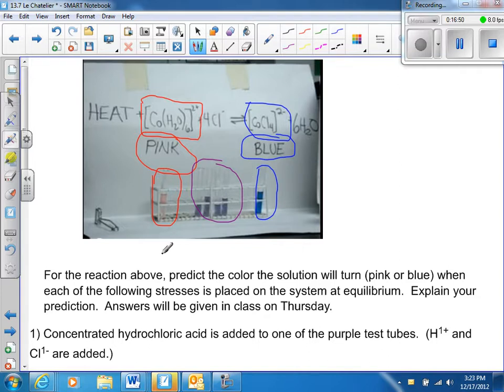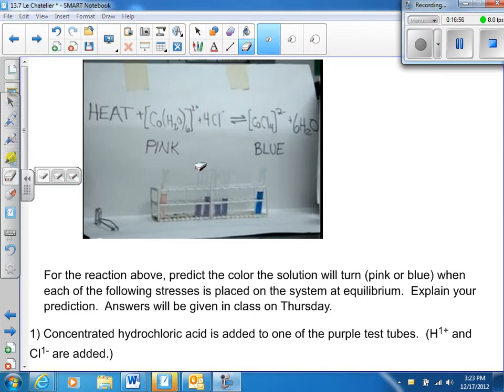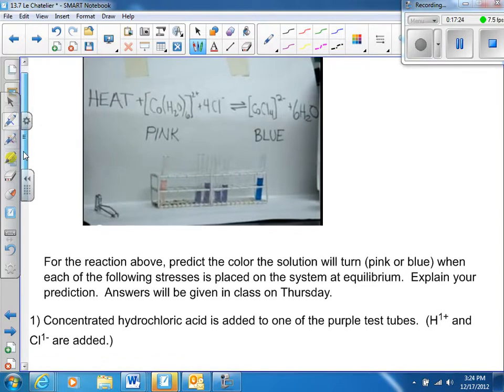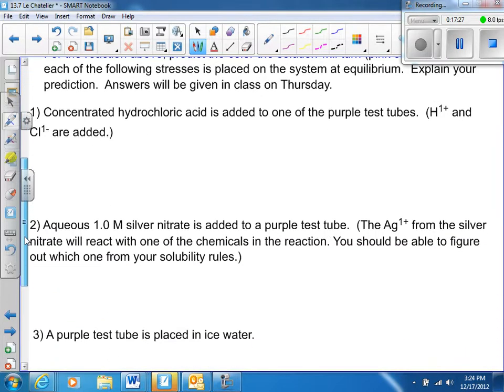So if we go to the left, we'll turn more pink. To the right, we'll turn more blue. And somewhere in the middle, you're purple, because pink and blue makes purple. So for the reaction above, you're going to predict the color the solution will turn, either pink or blue, meaning you went left or right, when we put each of the following stresses on the system. So we would take one of these purple test tubes and do something to them. And we got to determine, is the reaction going to go to the right or the left, and thus turn pink or blue. So you should have this all printed out, unless your printer wasn't working.